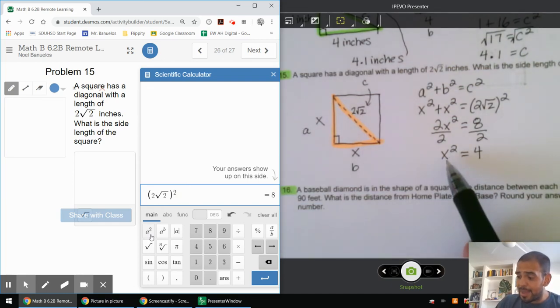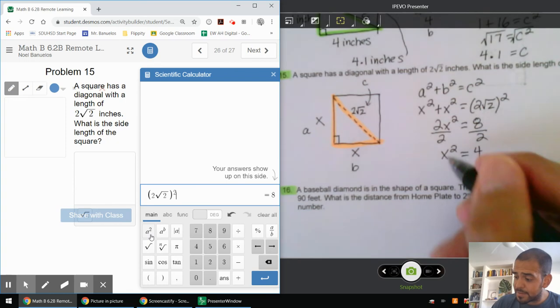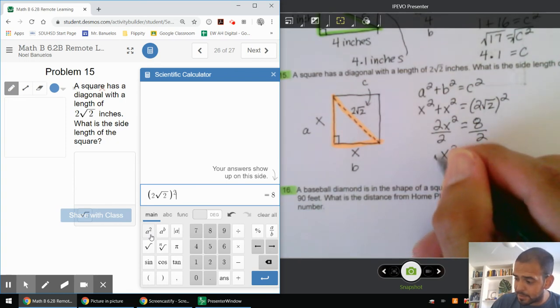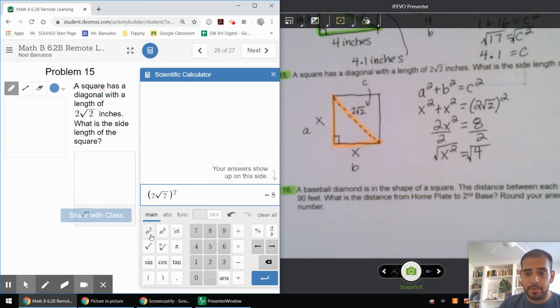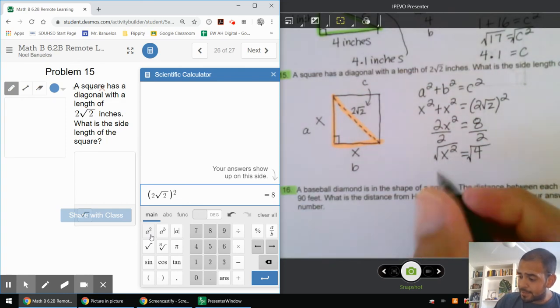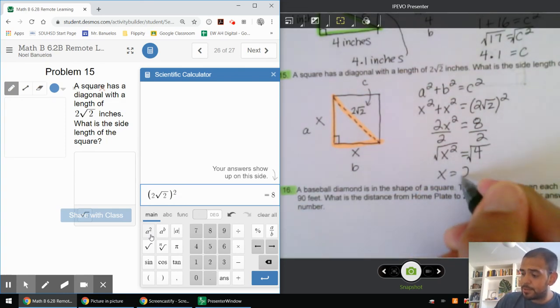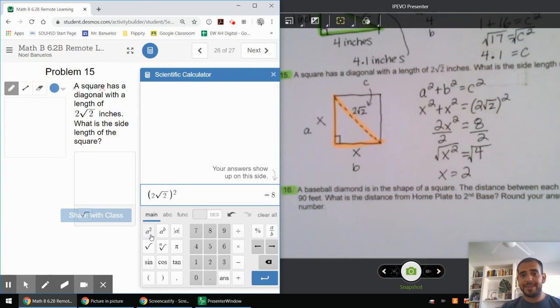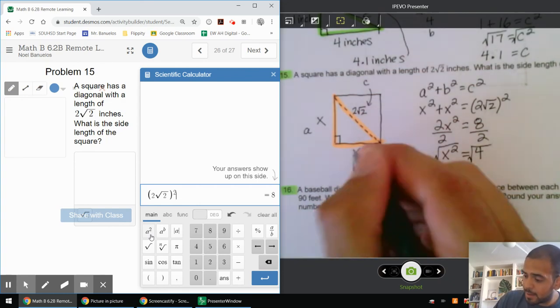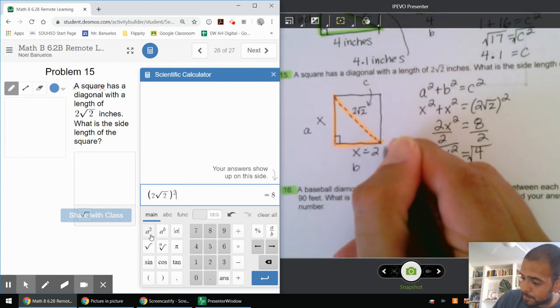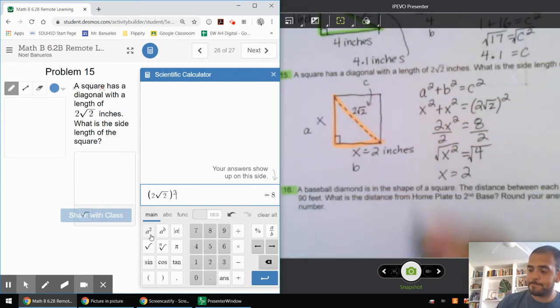Because this says x to the power of 2 equals 4, it doesn't mean x is equal to 4. So do the inverse operation of squaring something, which is the square root of both sides. They cancel each other out, and the square root of 4 is 2. So that means that the side length of this square is 2 inches. Okay, so moving on.